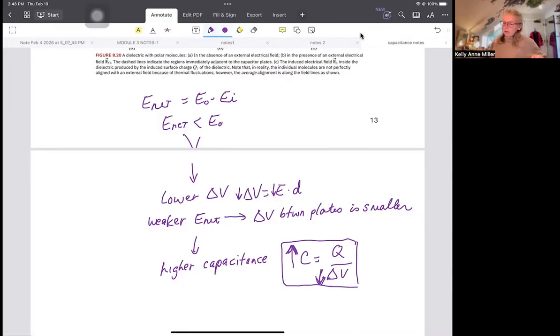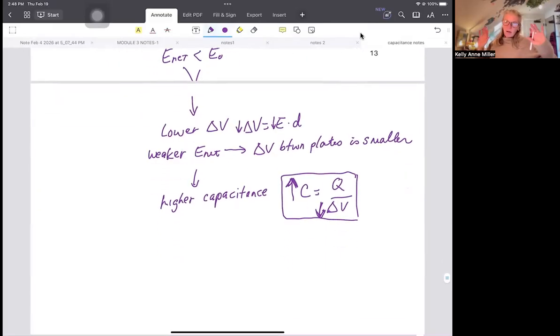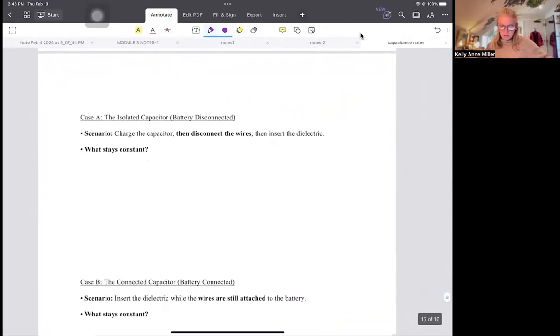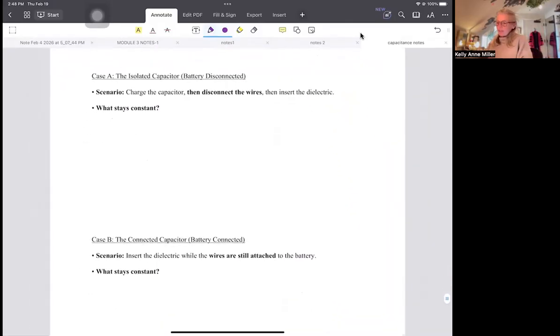All right. So that's kind of how a dielectric works. Let me walk you through two different cases. And I think once you see these two cases, it'll become very, very clear. Okay. So in scenario one, we're going to charge the capacitor up with a battery. We're going to then disconnect the battery. And then we're going to insert the dielectric after the battery is disconnected. It's sort of the same situation that I just described, but I'm going to write out the steps explicitly.